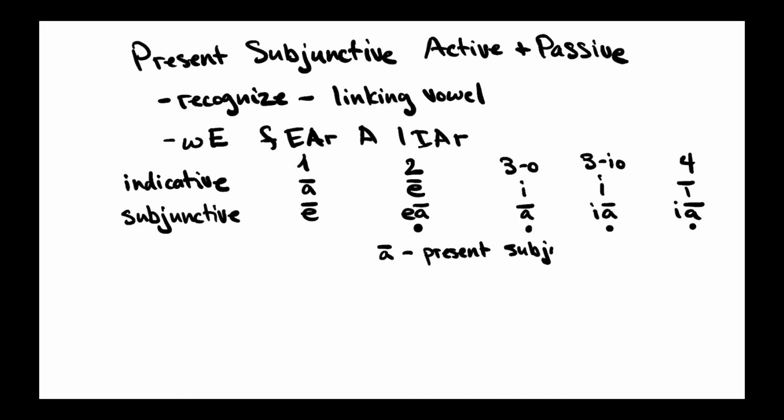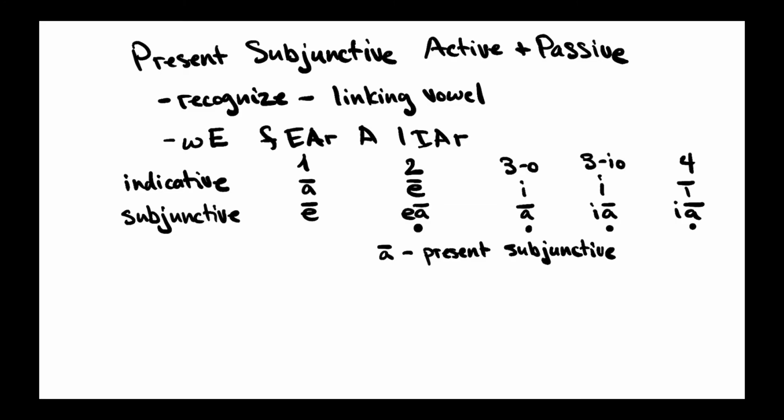In fact, the only place we lose it is in the first conjugation, where we had an A in the first place. But for the other ones, it's a sign that you might be dealing with a present subjunctive. So that's the linking vowel. That's the key to this whole thing for the present subjunctive. So how do you form it then?